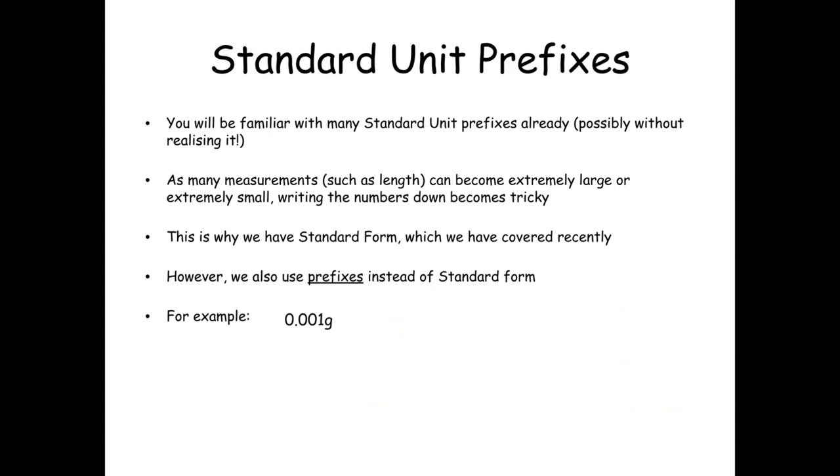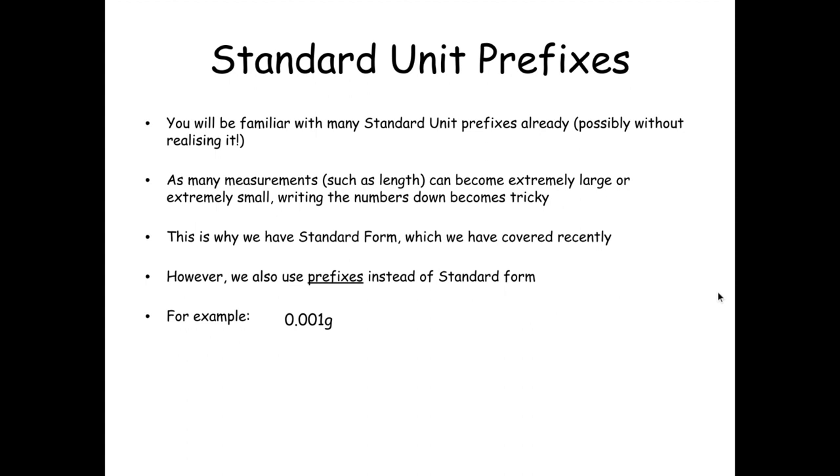Here we've got 0.001 grams. I'll read this to you because it's quite a lot of writing. So I've already said this. As many measurements such as length can be extremely large or extremely small, writing the numbers down becomes tricky, and this is really relevant when we get to space stuff. This is why we have standard form, which we have covered recently, or you have covered in maths. However, we also use prefixes instead of standard form, okay?